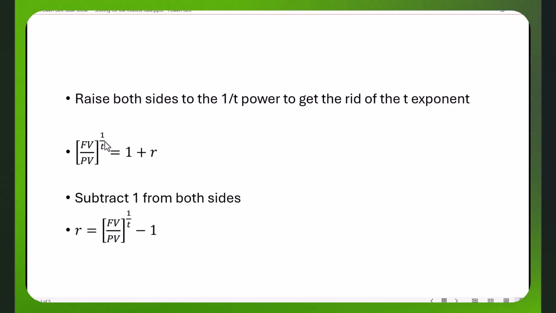We have to get that t out of the exponent here, and we can do that by raising both sides to the 1 over t power, and that will remove it from the right hand side of the equation. And we subtract 1 from both sides, and I'll just rearrange the terms so the thing we're solving for is on the left hand side of the equation. So the interest rate is going to be future value over present value, take the 1 over tth power and subtract 1.